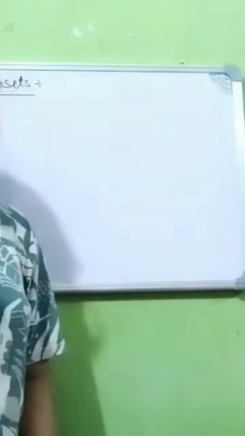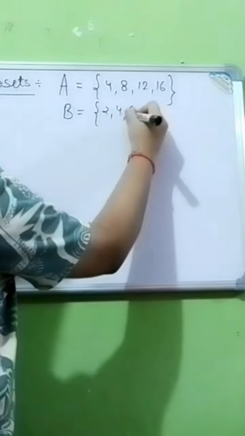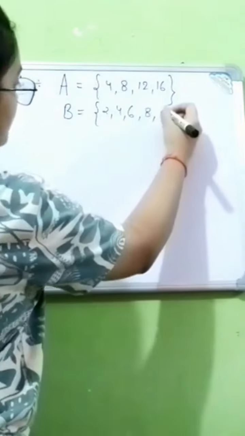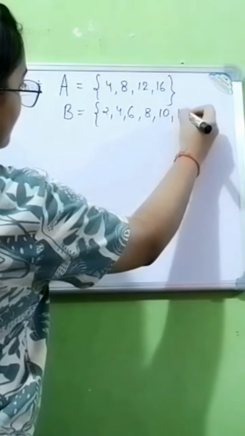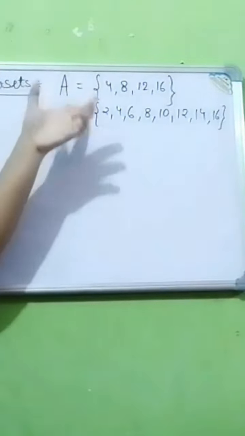It is another type of sets which require a comparison for the set to be named. Okay, so if there is a set A, 4. Okay, this is set A, and the second set is B. So here we have set A and set B.